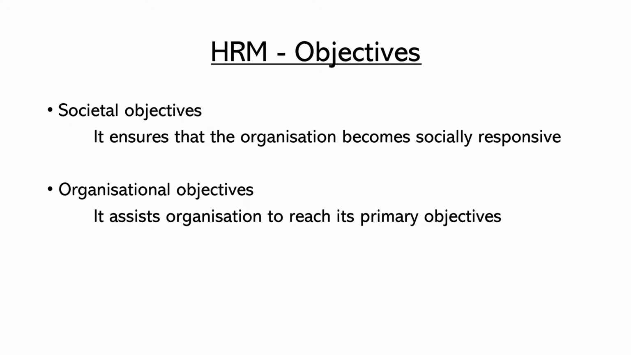Next one is organizational objectives. Like I always focus, human resource management is not a separate entity. It is the part of the organization. Now, it assists the organization to reach its primary objective. You have to hire the people, human resource management, who will work towards achieving the organizational objective. That is the important objective of human resource management, to achieve organizational objectives. See, that is why we are recruiting people, right? For improving the performance of an organization.